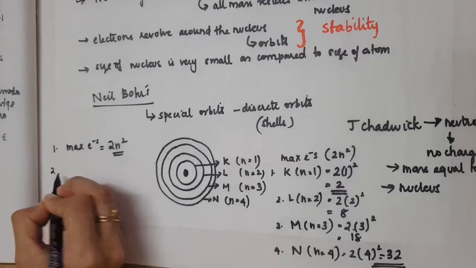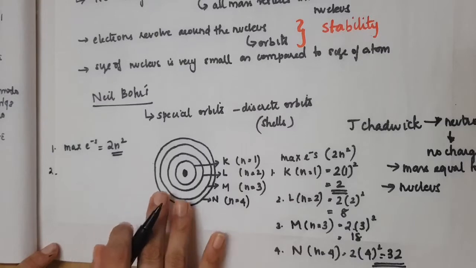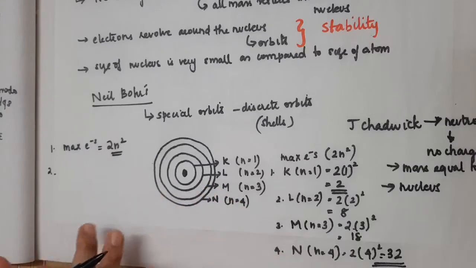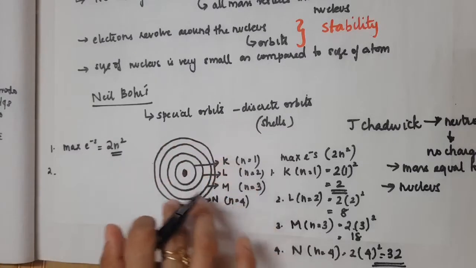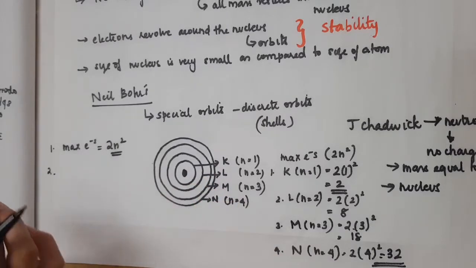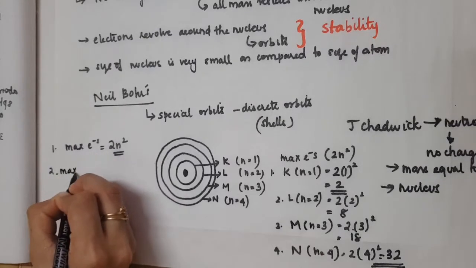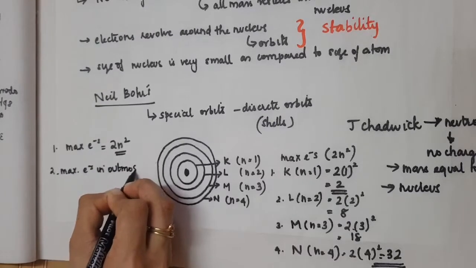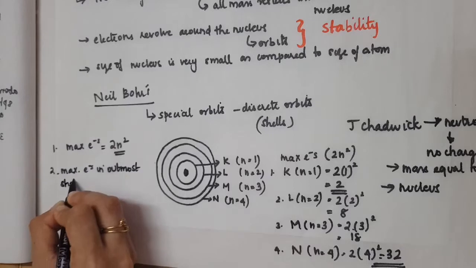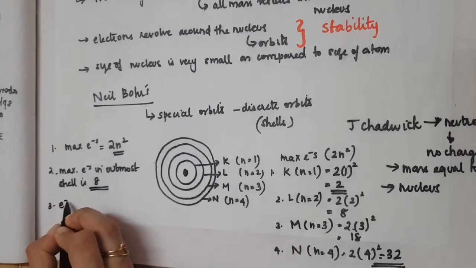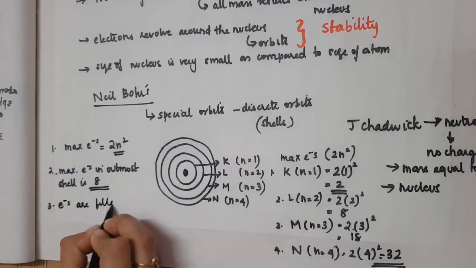Okay, the second rule was that the maximum number of electrons found in the outermost shell is 8. If in an atom it is the outermost shell, it can only occupy 8, it can't occupy more than 8 electrons. So the maximum number of electrons in the outermost shell is 8.